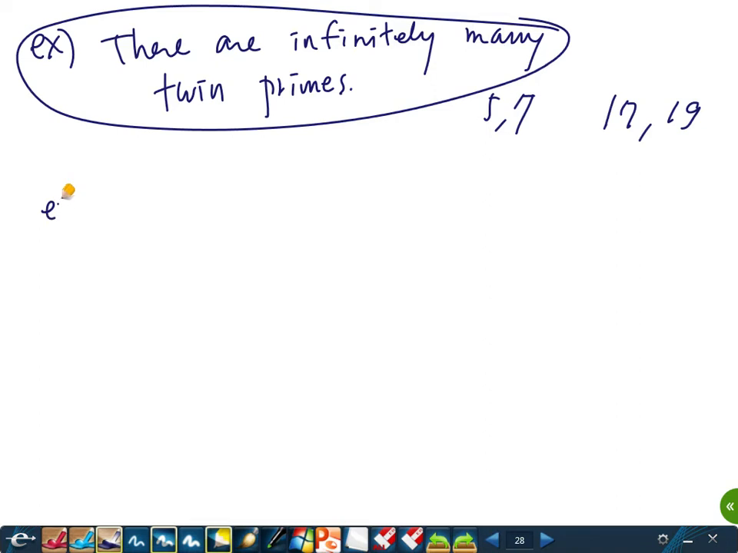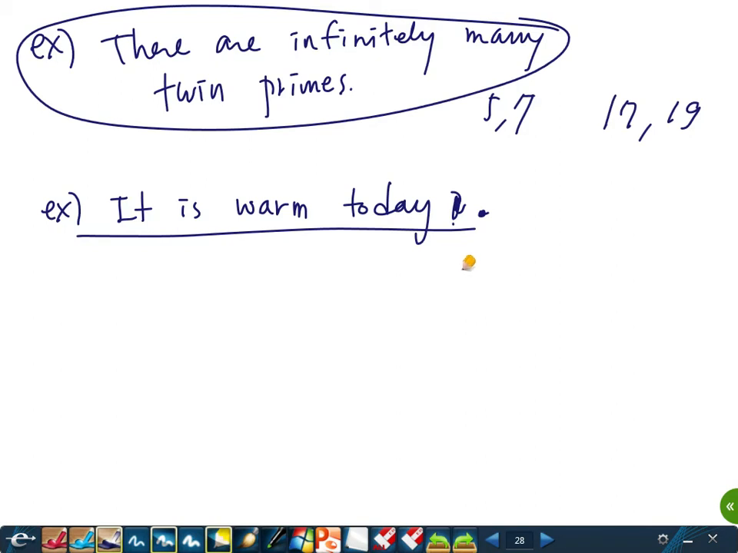And something like this: it is warm today. Is this a proposition? Maybe many of you will think this is true, but this is not something that we can explicitly determine. Some people can say, yeah, it's warm, but still there can be some people who say, no, it's still cold. So it's not a proposition.